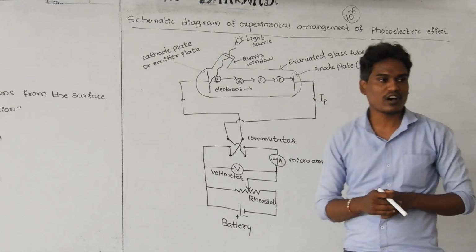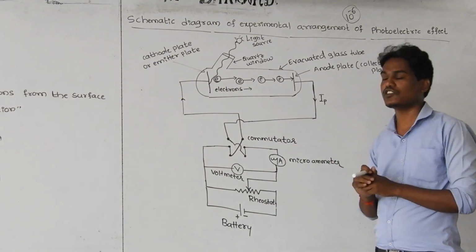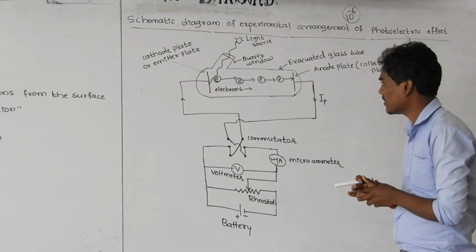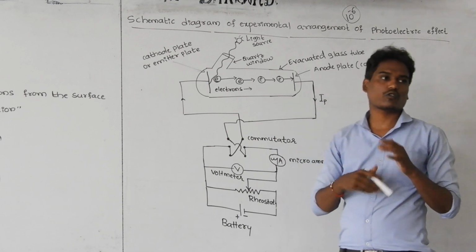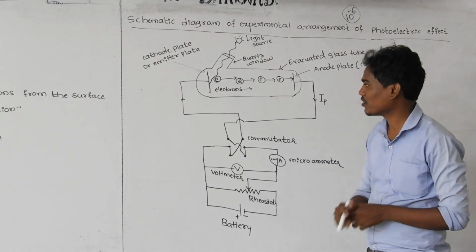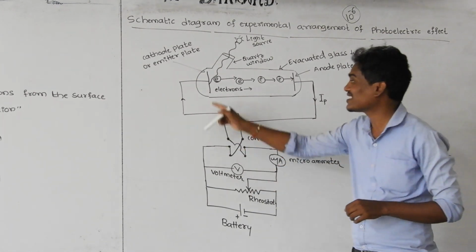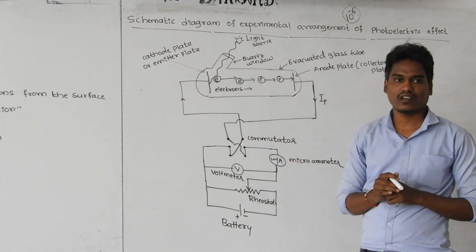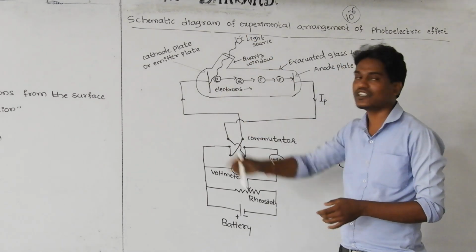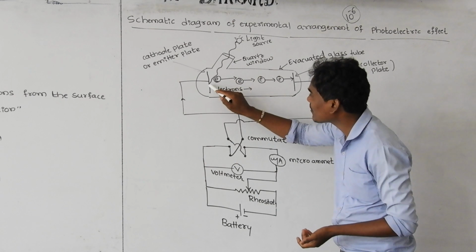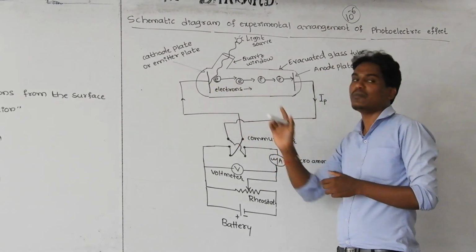The schematic diagram, or you can call it the experimental arrangement, of the photoelectric effect is here. This is the emitter plate. This plate is also called a photosensitive material. Why is it called photosensitive? Photo means light; it is sensitive to light energy. How is it sensitive to light energy? Whenever light is incident, means whenever light falls on the plate, suddenly there is an ejection of electrons from the surface of the metal.